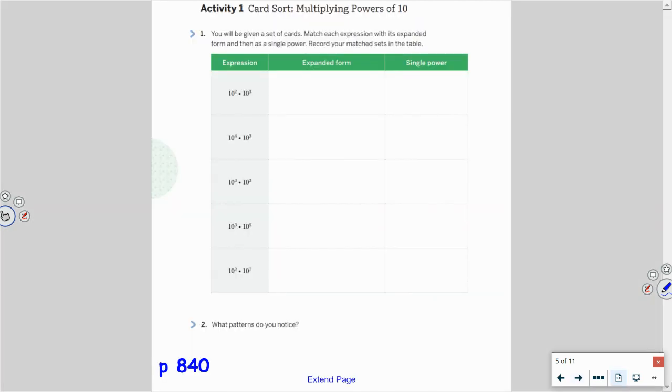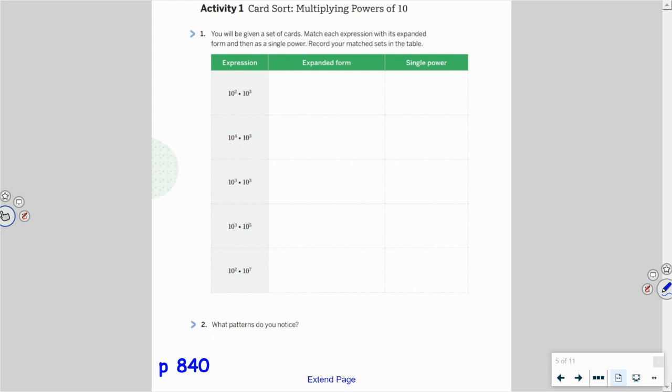All right, you're going to get a card sort at this point, where you're going to ask the guest teacher or Miss Moore for your cards. Take each card, put it in expanded form, and when you're ready, go ahead and record which card goes where into your booklet from page 840. Okay, when you're ready, go ahead and pause the video. Come on back when you're finished.